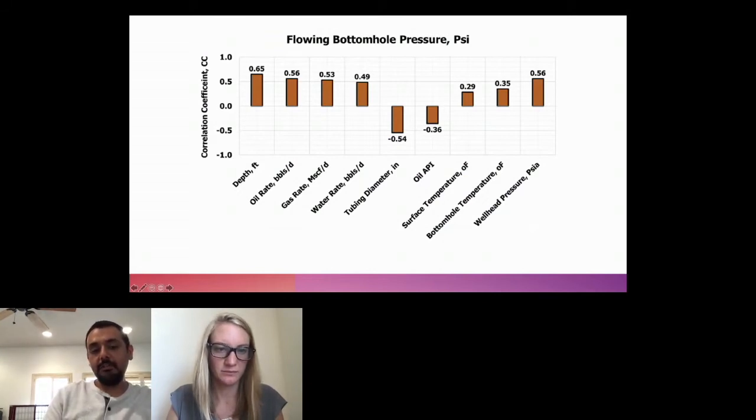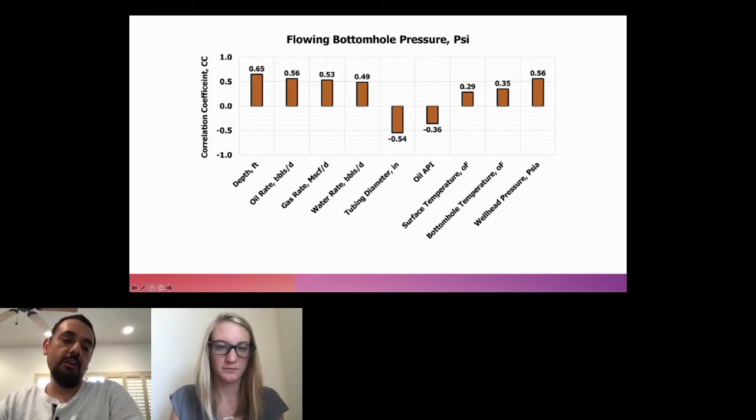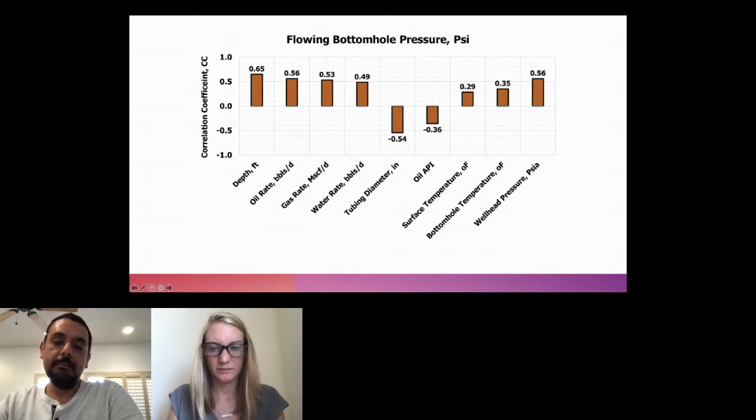I used Pearson correlation coefficient, which they did in the paper as well. And I came up with the correlation of FBHP versus all these different independent data sets. But they don't match because, for instance, depth is closely related to it in a positive effect, but in my data set it's actually an inverse. Same as that with the water rate, the oil rate.